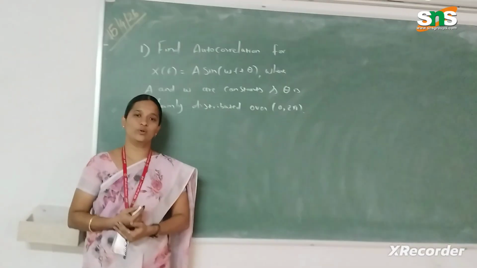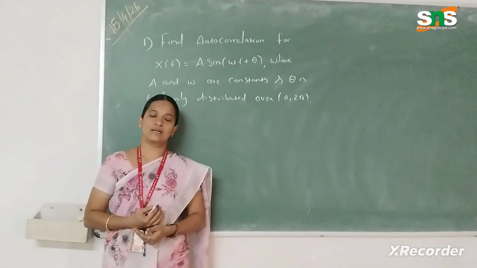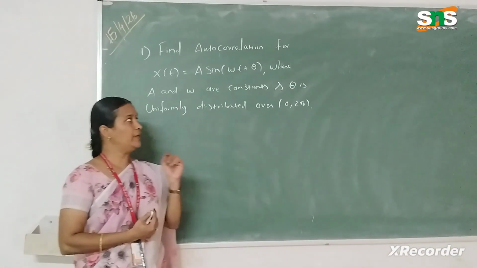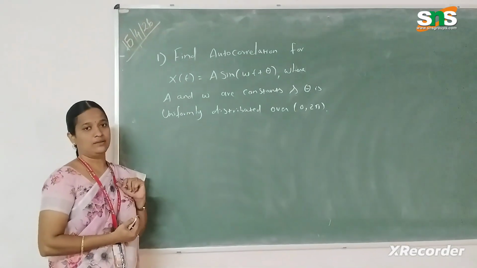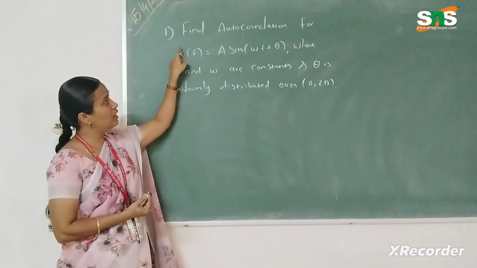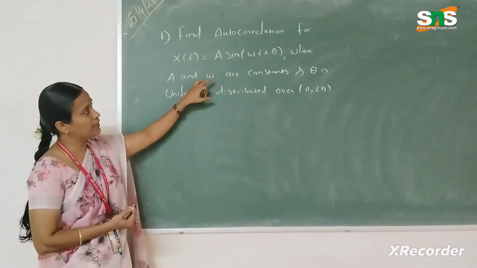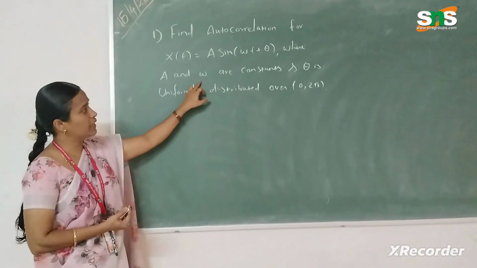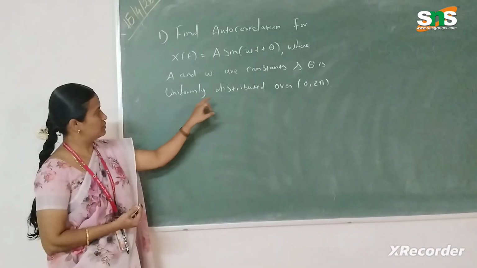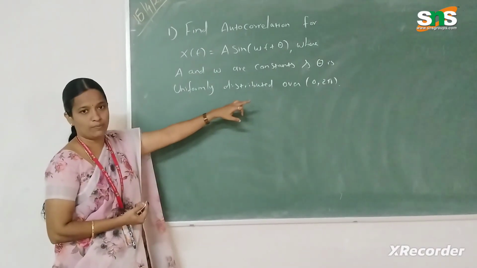Last class we discussed WSS process and Markov process and property based problems. Today we are going to discuss autocorrelation. Look at the problem. Find the autocorrelation function for x of t equal to a sin(omega t plus theta), where a and omega are constant, theta is a variable, uniformly distributed over 0 to 2 pi.